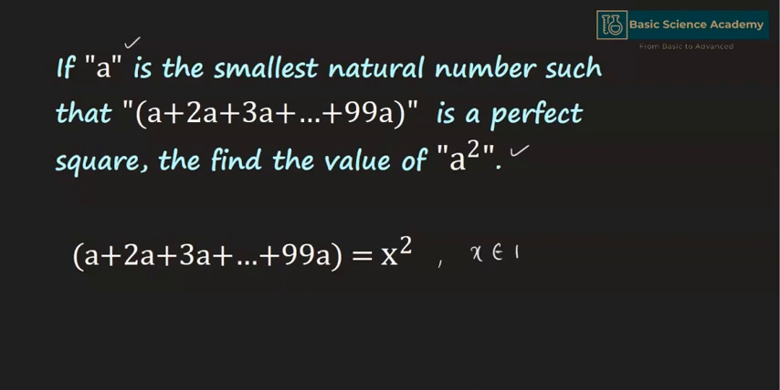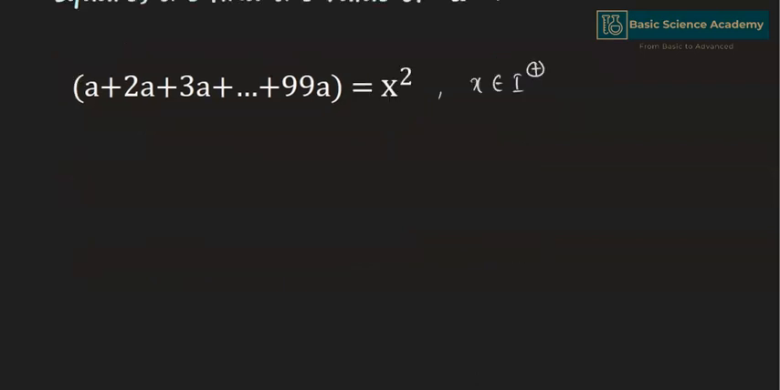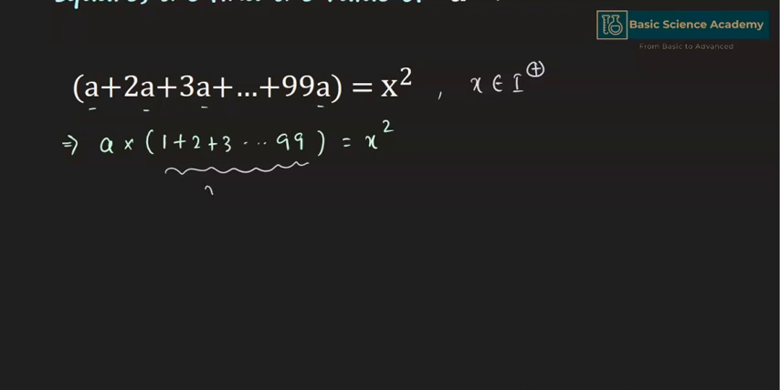where x belongs to positive integers. We have a common in all these terms, hence taking a common gives a multiplied by 1 plus 2 plus 3 up to 99 equals x square. The formula for the sum of n natural numbers is n multiplied by n plus 1 divided by 2. Here we have n equals 99.